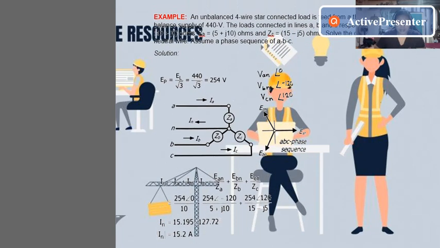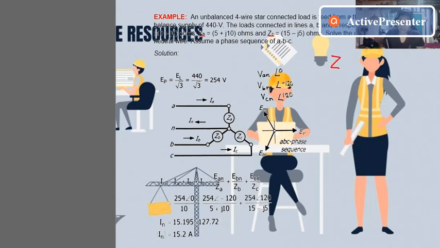So for our last example, we have an unbalanced 4-wire star-connected load fed from a 3-phase balanced supply of 440 volts. The loads connected in lines A, B, C respectively are ZA is 10 plus j0 ohms, ZB is 5 plus j10 ohms, and ZC is 15 minus j5 ohms. Solve the current in the neutral wire.